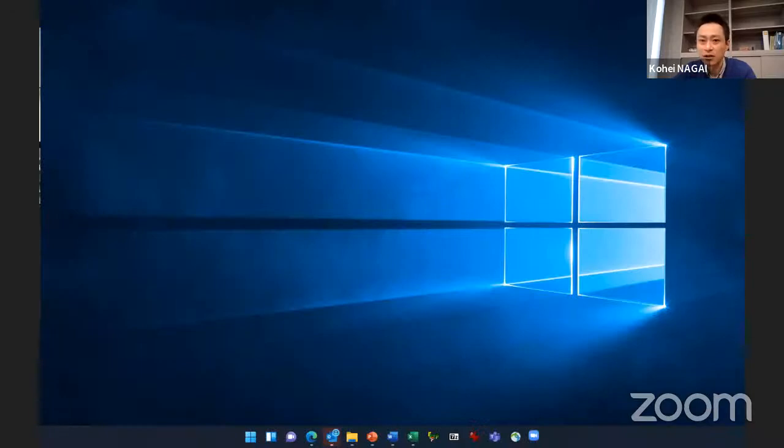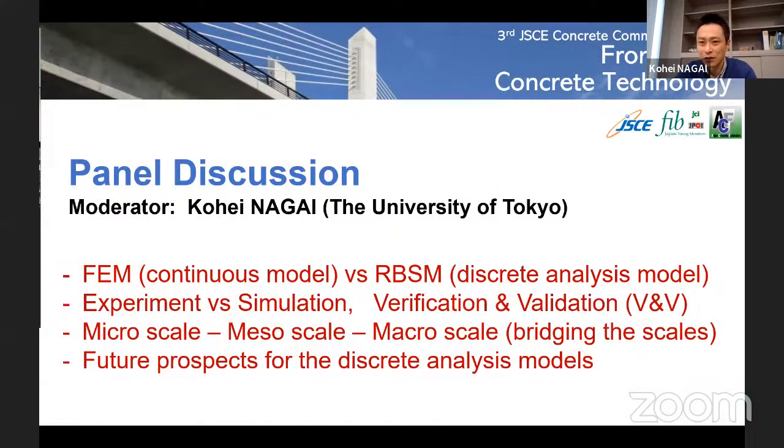So from now we want to move on to the panel discussion part. Professor Nakamura already answered the question I prepared, for example, compared to FEM, what advantage, or experimental simulation or V and V as well. Okay, so firstly, let me go back to the presentation by Professor Bolander. Maybe you can see the questions from Professor Kunieda.